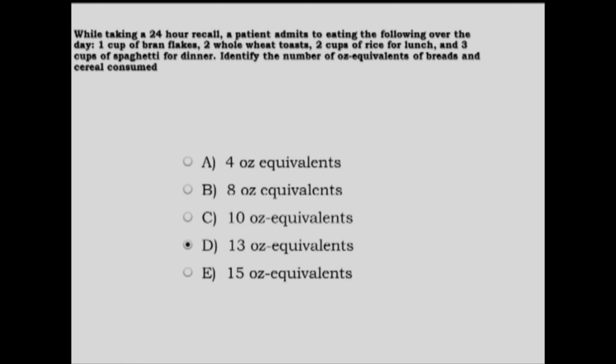So let's start counting. 1 cup of bran flakes is 1, 2 whole wheat toasts is 2, so that's 3 together. 2 cups of rice, that's the equivalent of 4, so we have 7 ounce equivalent. 3 cups of rice, that's 6, so 7 and 6, 13 ounce equivalent.